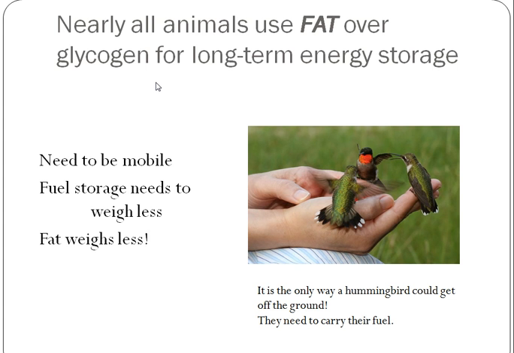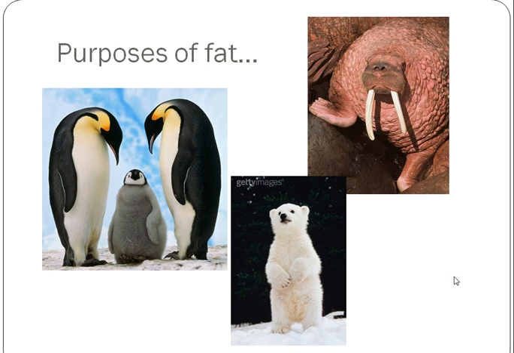Nearly all animals use fat over glycogen for long-term storage. Why? Well, we've got to move around, and guess what? Fat weighs less. The only way a hummingbird right there can get off the ground is if their fuel, which they use copious amounts of, because have you ever been around one? Oh my goodness. It has to be light so that they can take their fuel with them. So fat is good. It's not all bad.